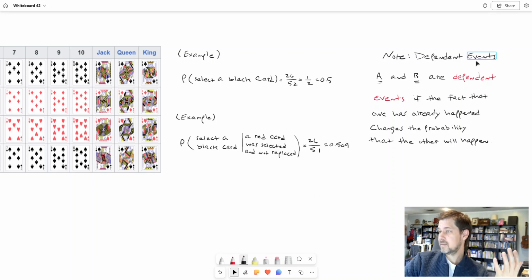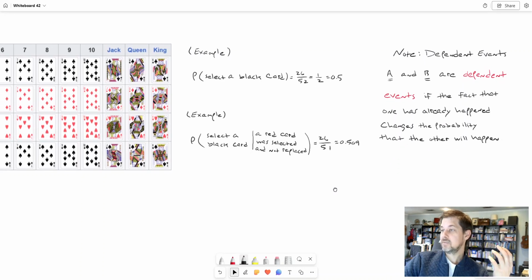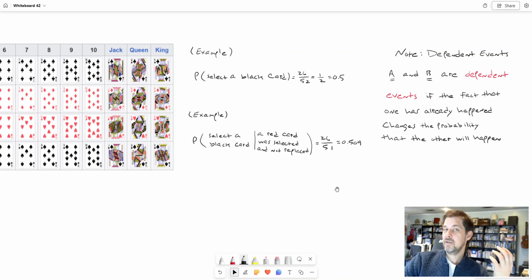Dependent events, let's say we can talk about like this. Events A and B are dependent events if the fact that one has already happened changes the probability that the other will happen. So can you imagine that one thing happening might alter the probability of some other thing happening? So give me an example.